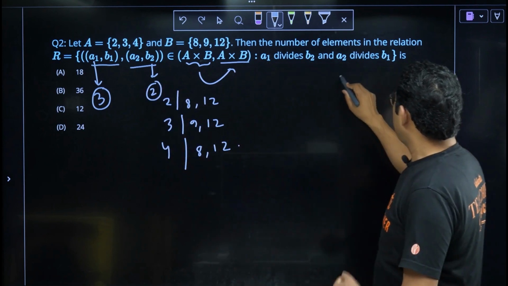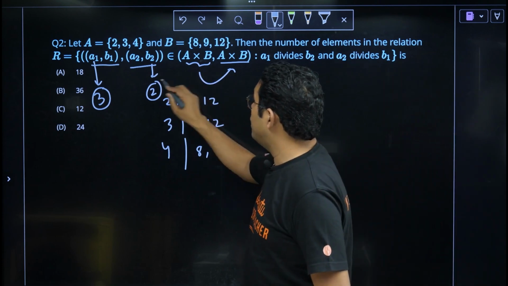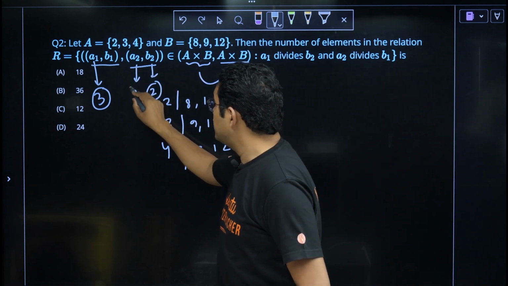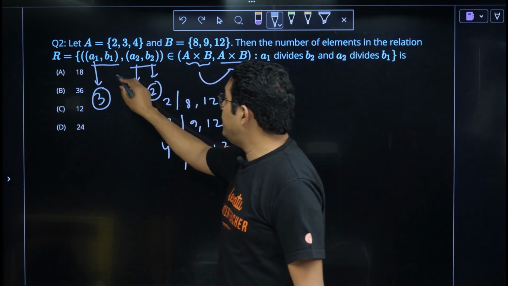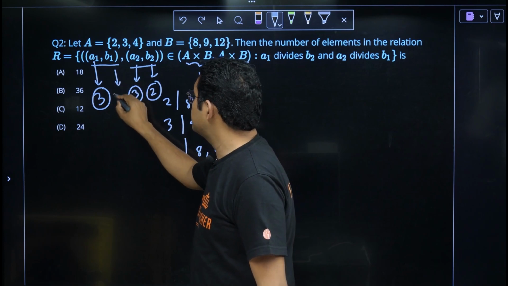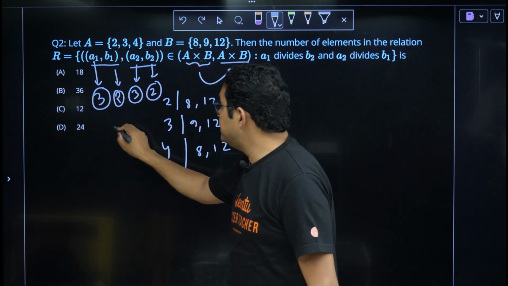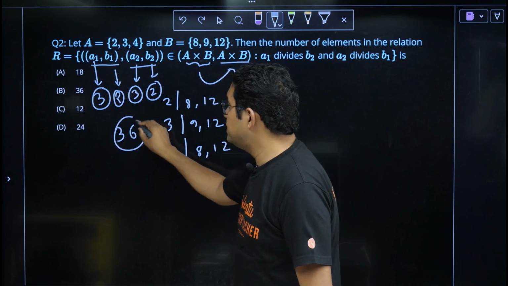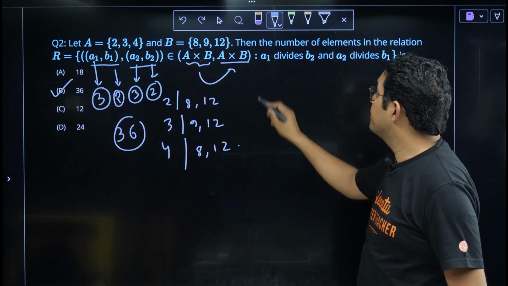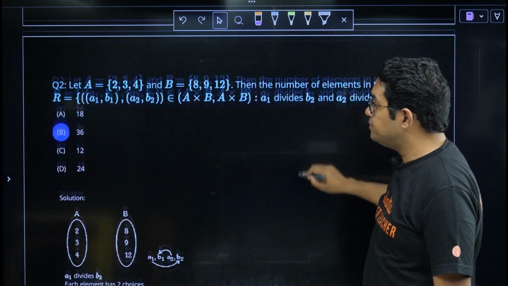Likewise, A2 divides B1. A2 is also coming from A, so it can be chosen in 3 ways. But for every A2, I will be able to choose B1 only in 2 ways. So you can see 3 into 2 into 3 into 2. So the answer for this question will be 36. Very simple question, I think. Answer will be B. Okay, moving to the next question.